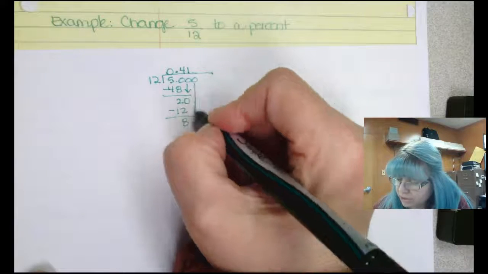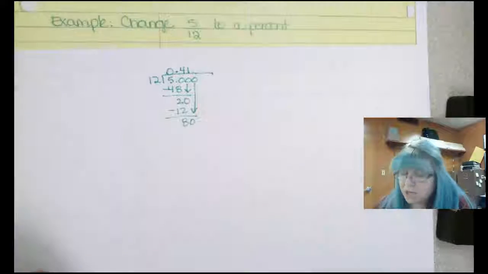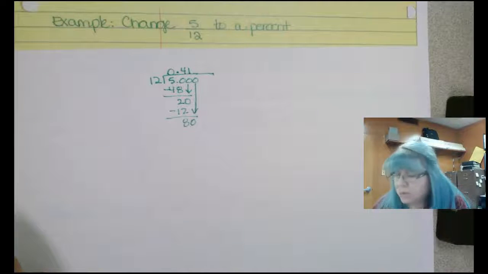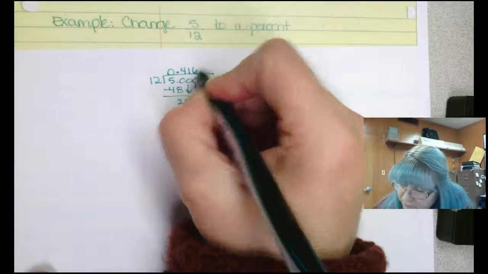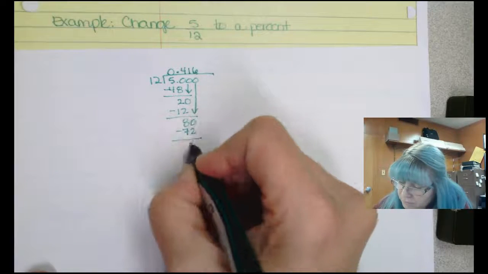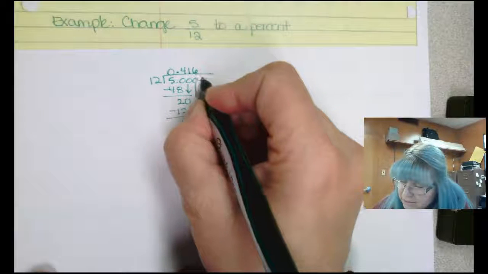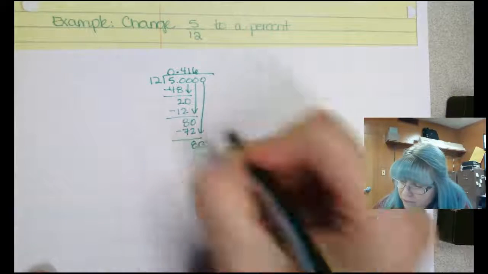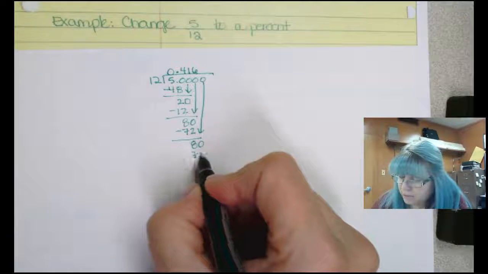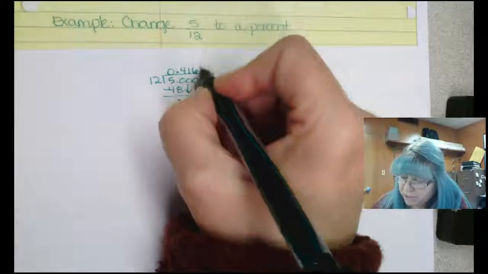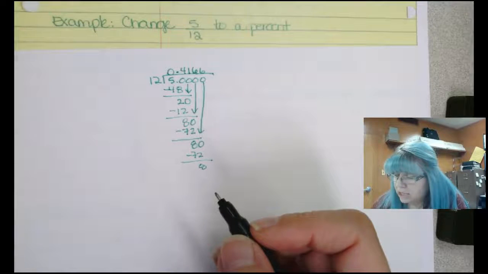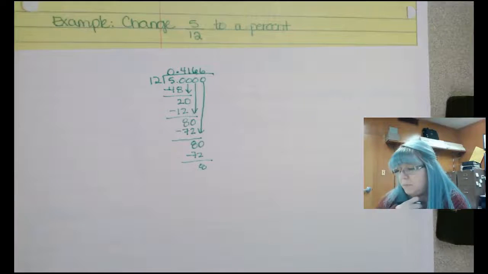Let's bring down another digit, 0. 12 goes into 80. Let's see, 7 would be 84. That's too many. So let's try 6. 6 times 12 is 72. Okay, leaving me 8. Let's add on another 0 and bring it down. And it looks like I'm going to repeat. So it is a repeating decimal. 6666666. Alright, so if I need percent, I should have enough digits here to write that in a percent.